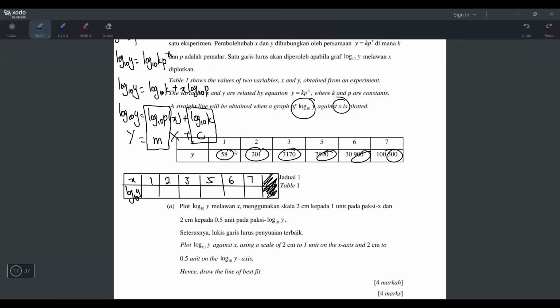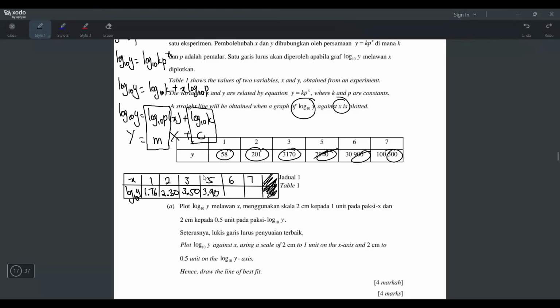All right, so let's write the answer: 1.76. Okay, next one is log 201. So just press base 10. Okay, 2.30, if you write in 2 decimal places, that's the answer. Next one, log 3170. Let's press. Okay, 3.50. Next one, log 7940. It gives 3.899, so 3.90 if you write in 2 decimal places.